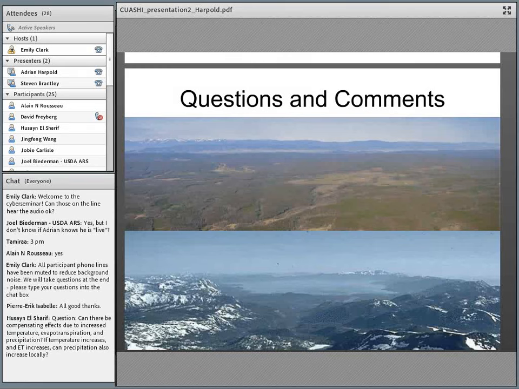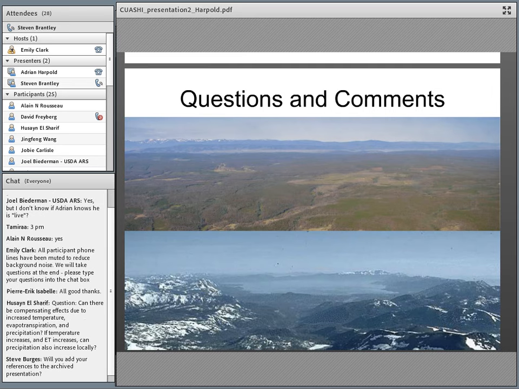Okay, so we have a first question here. Can there be compensating effects due to increased temperature, evapotranspiration, and precipitation? If temperature increases and ET increases, can precipitation also increase locally? So we're looking at, I guess, a feedback mechanism of temperature and ET leading to more precipitation, or maybe I've reworded that incorrectly, but I'll let you take that.